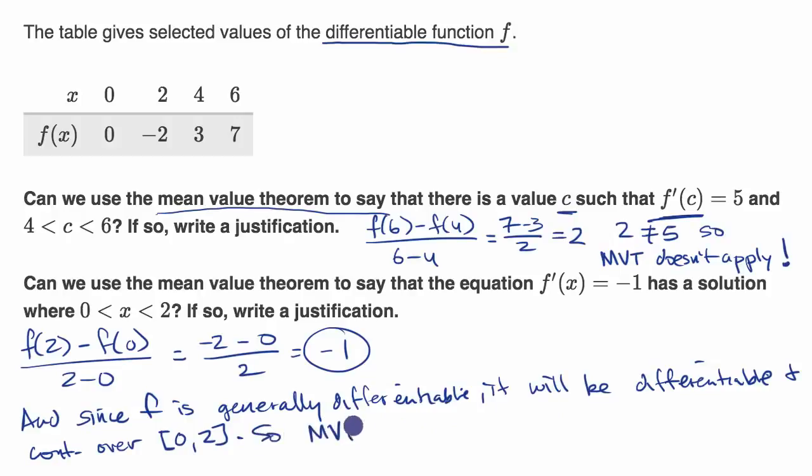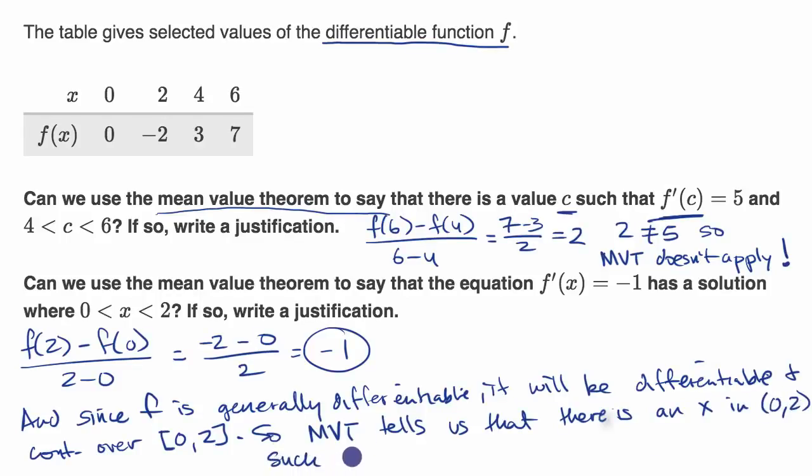So the mean value theorem tells us that there is an x in that interval from 0 to 2 such that f prime of x is equal to that secant slope, or you could say that average rate of change is equal to -1. And so I could write yes, and then this would be my justification. This is the slope of the secant line, or the average rate of change. And since f is generally differentiable, it will be differentiable and continuous over the closed interval. So the mean value theorem tells us that there is an x in this interval such that f prime of x is equal to -1. And we're done.